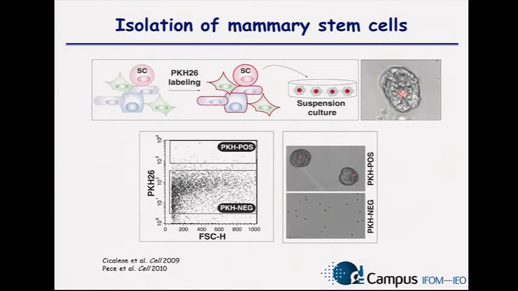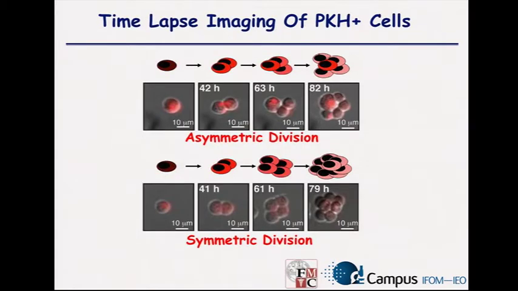Here you can see very clearly, and you can sort, at this point, from the mammosphere, the PKH positive from the PKH negative component, and we have proven that the PKH positive component is a more than 90% enriched population of pure stem cells in the case of the mammary gland here.